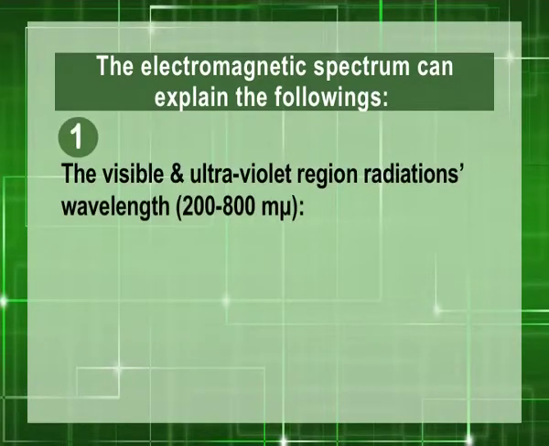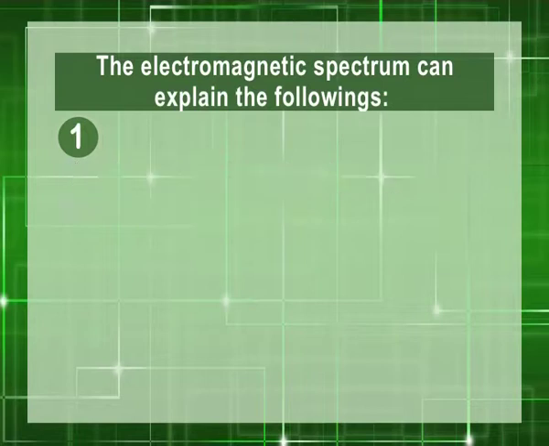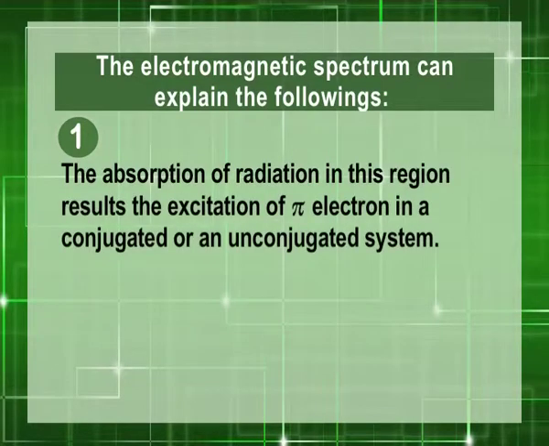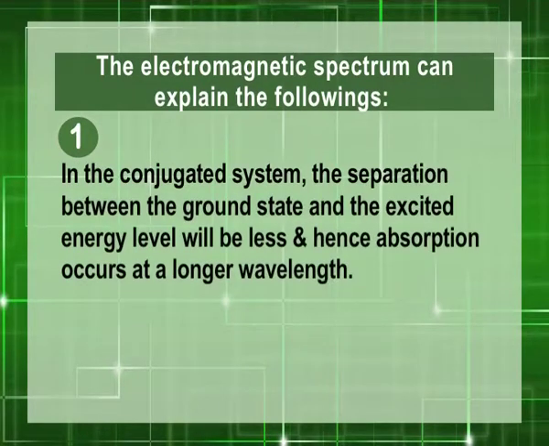In the visible and ultraviolet region, radiation of wavelength between 200 to 800 millimicron, the absorption of radiation in this region results in the excitation of pi electrons in a conjugated or an unconjugated system. In the conjugated system, the separation between the ground state and the excited energy level will be less, and hence absorption occurs at a longer wavelength.